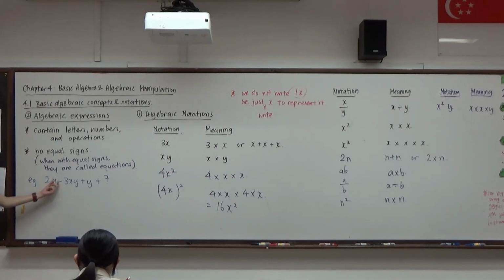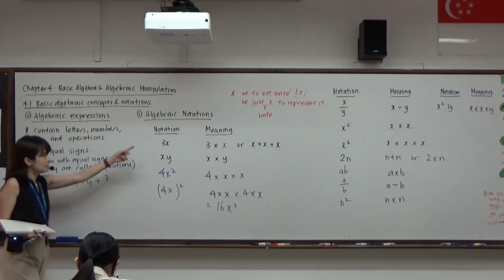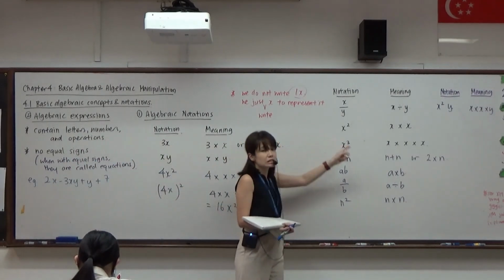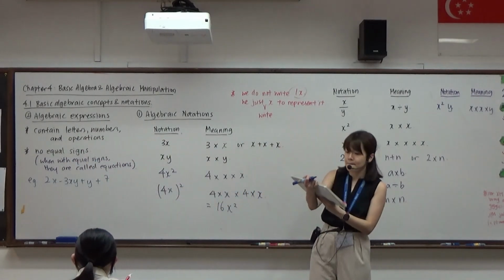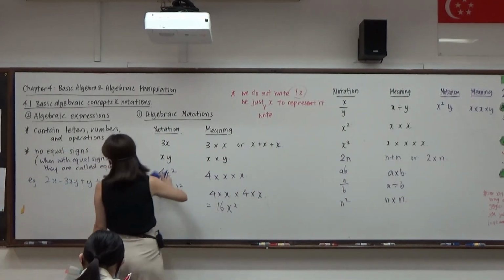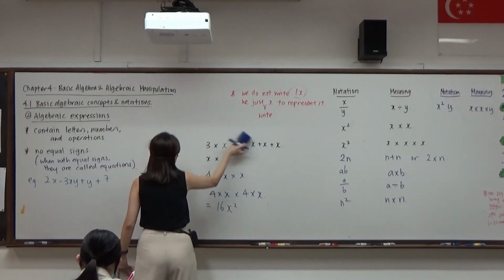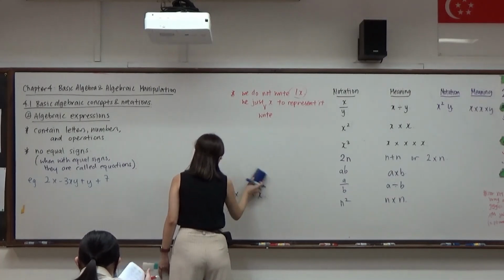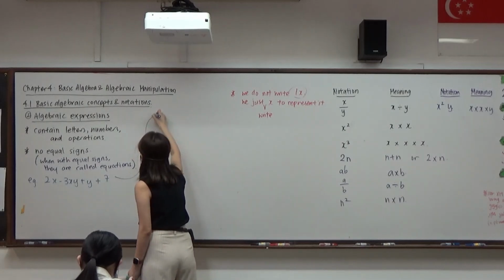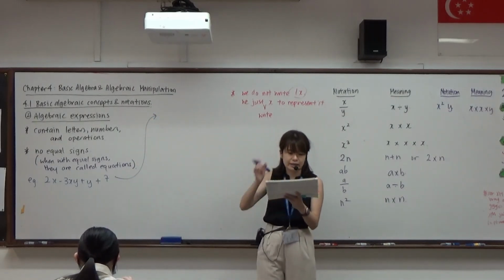An expression need not always have a minus sign or plus sign. They can always stand alone like that as well. So 3x, x squared, they are also called expressions. Okay, so in 2x minus 3xy plus y plus 7, I need you to understand some terms that we will commonly use in describing an expression.